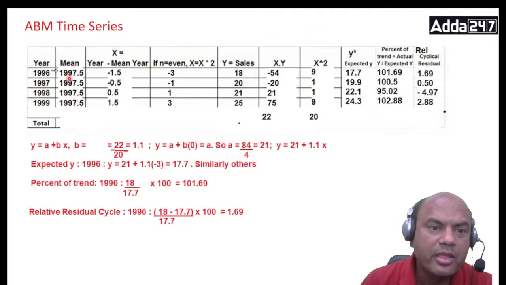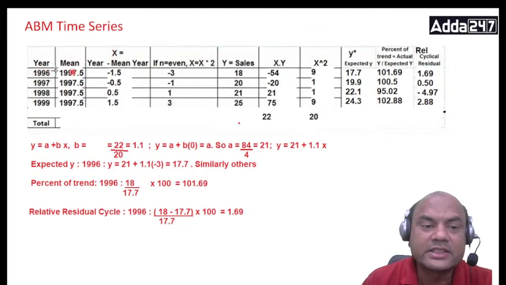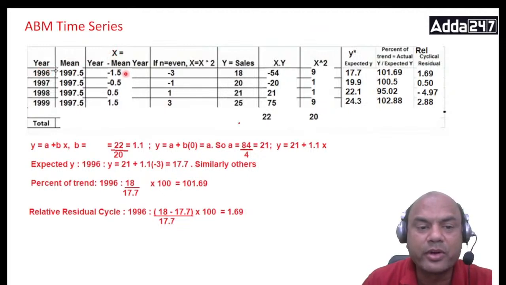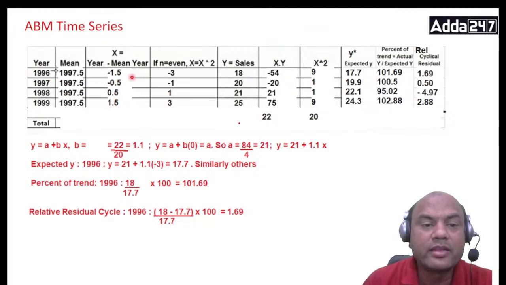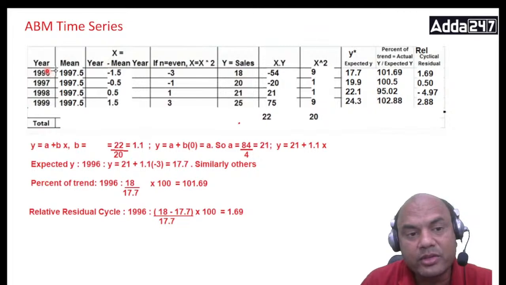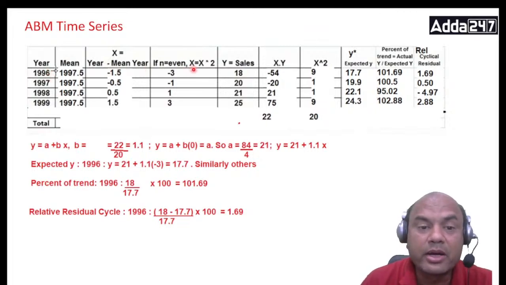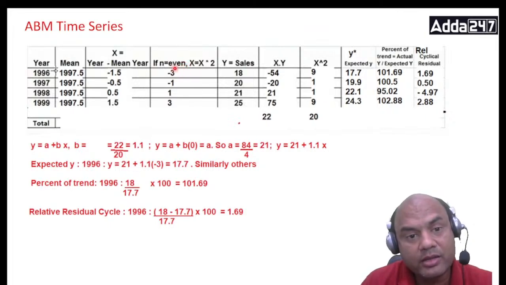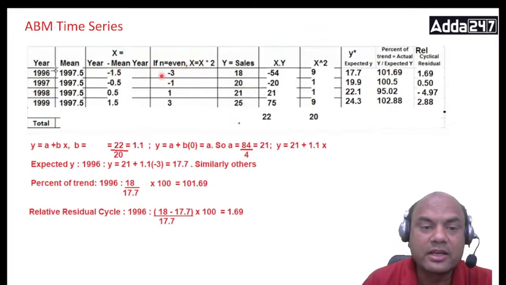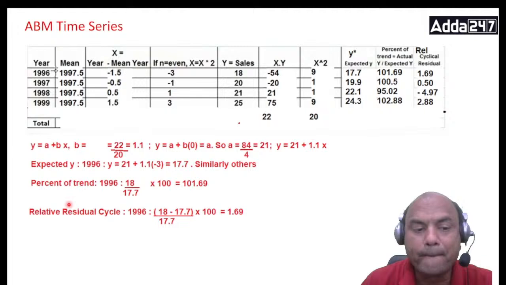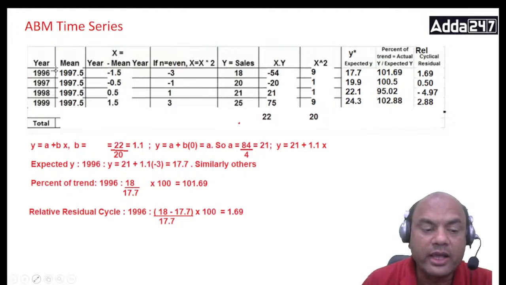Done. Now what do I do with the x? Subtract it. 96 minus 97.5 is minus 1.5. This minus 0.5, plus 0.5, plus 1.5. Done. But n is what? Even. So what will I do? I'll multiply this by 2. Why am I multiplying? Again I'll show you at the end. So minus 5 into 2: minus 3, minus 1, plus 1, plus 3. Do the addition of this. Now this is your actual x.